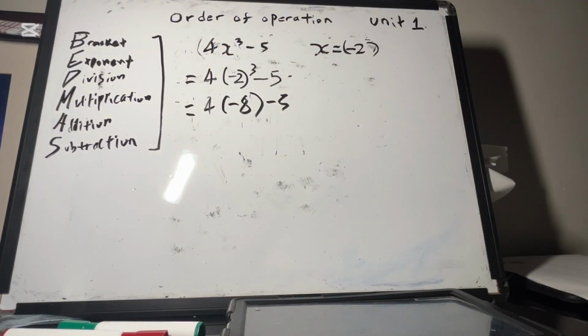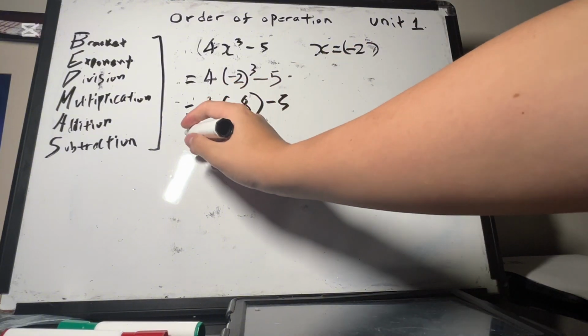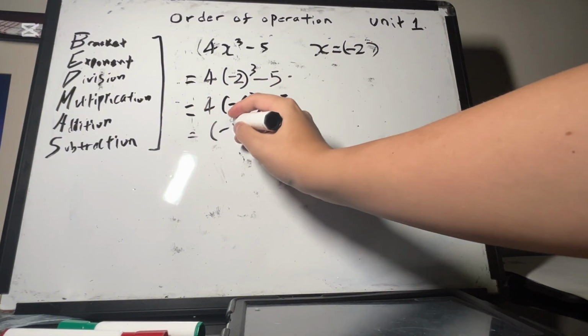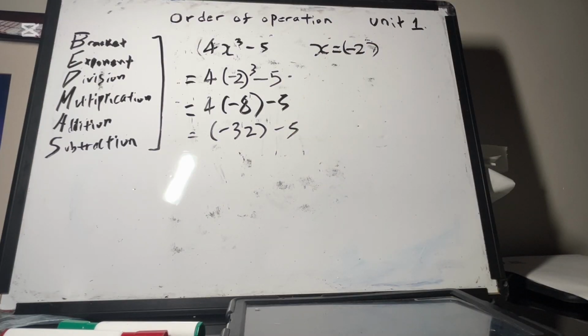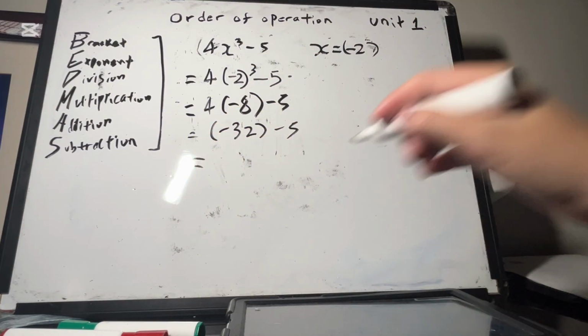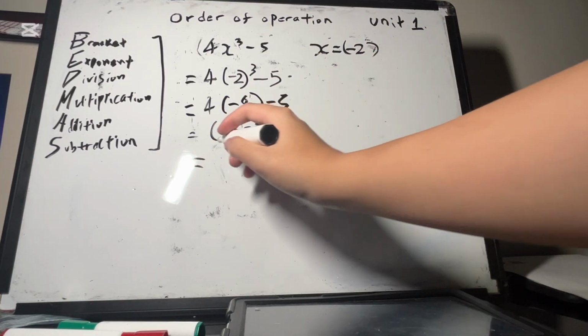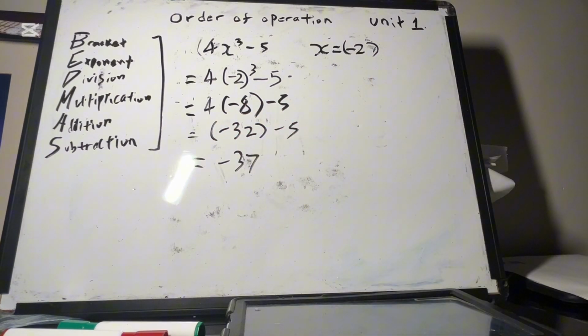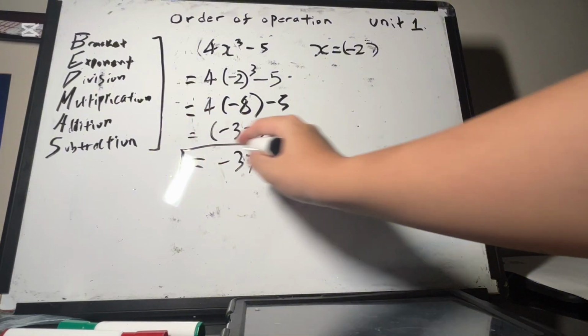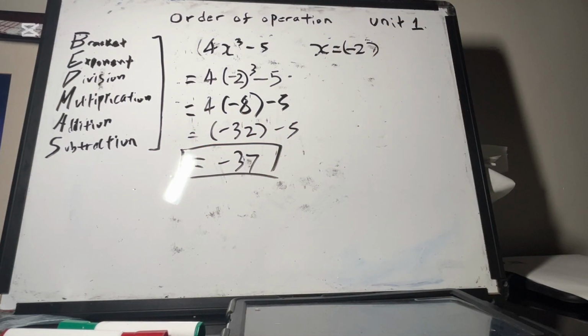That seems simple enough, doesn't it? 4 times -8, -32 minus 5, and boom, you've gotten your answer. -32 minus 5 is -37. So you've solved the equation, and if this was a word question where x equals -2, the answer would be -37.